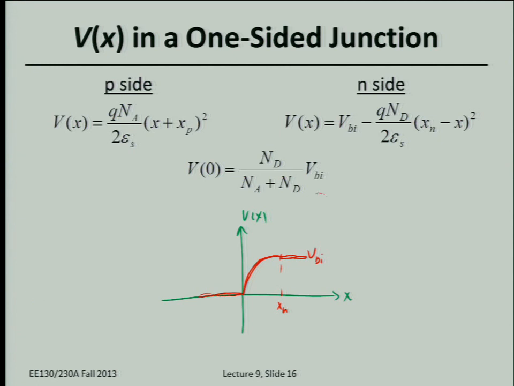So bottom line is, if you go back and look at the equations for electrostatic potential on the P side and the N side and equate them at 0, you get this expression. So basically, this means that most of the voltage is dropped across the more lightly doped side.